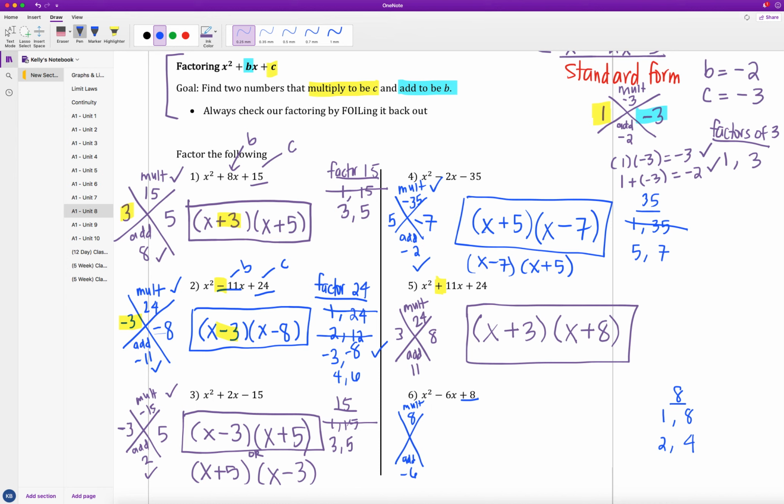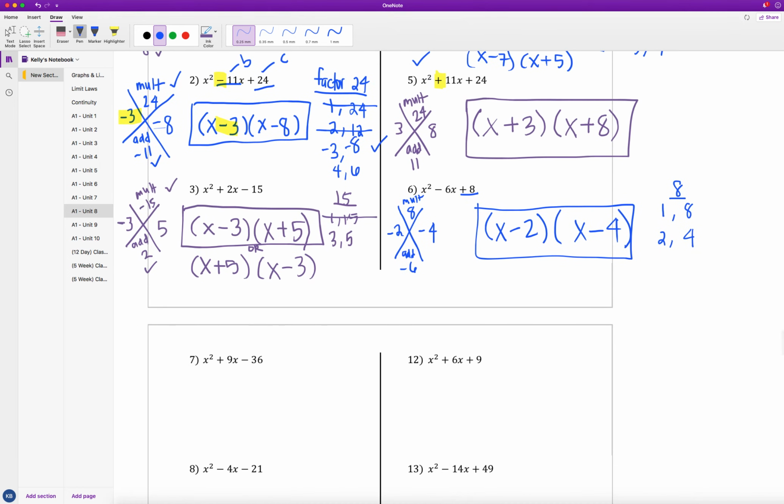So let's think about these. Both of them multiply to be 8, but only one of those is going to add to be negative 6. What two numbers will work here? The two numbers that will work are negative 2 and negative 4. Because I'm multiplying to be a positive, I need the same sign, but because I'm adding to be a negative, they both need to be negative. Negative 2 plus negative 4 does equal negative 6. So my final answer in factored form will be x minus 2 times x minus 4. And there is our final answer.